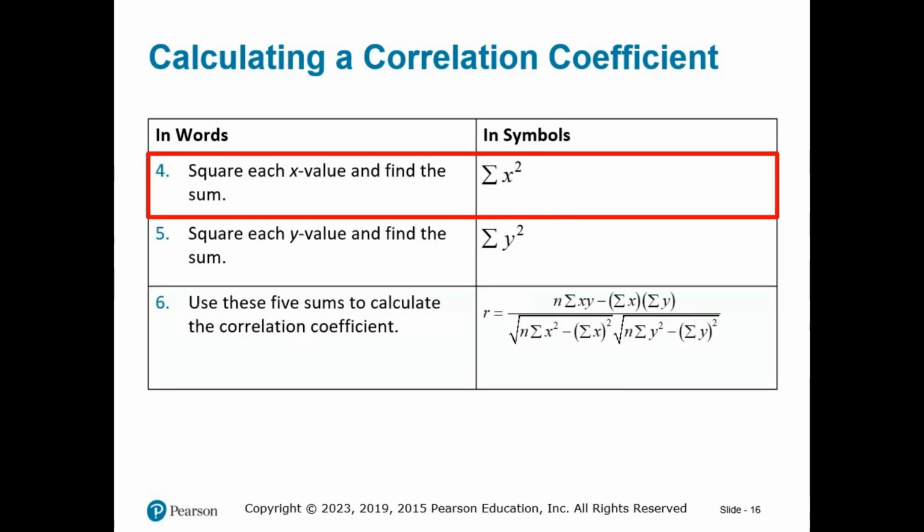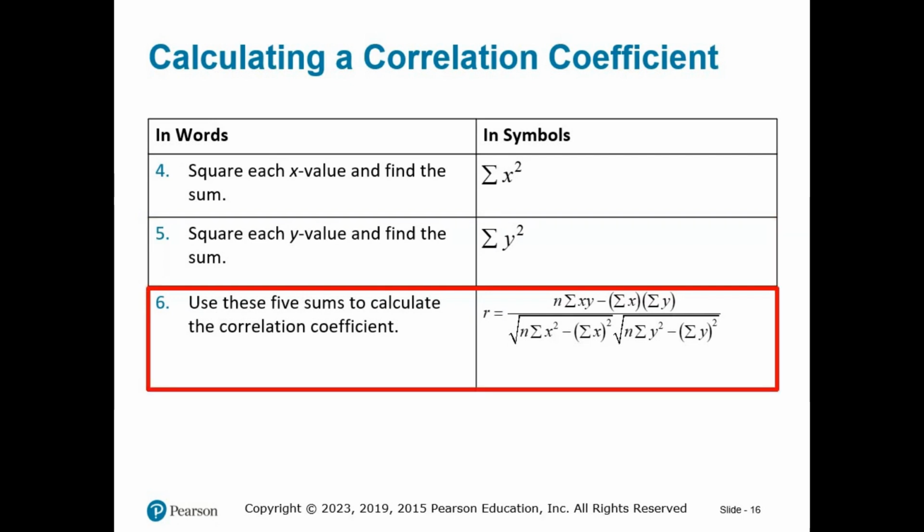Then find the square of each x value. Then find the sum of those squares. Then find the square of each y value and find the sum of those squares. Finally, use all 5 of those sums to plug into the formula and execute the operations as shown in the formula, using n as the number of pairs.